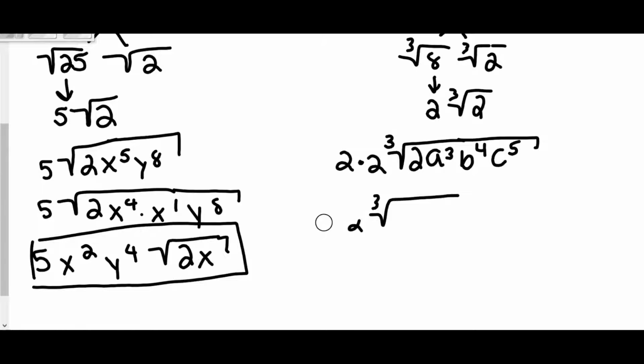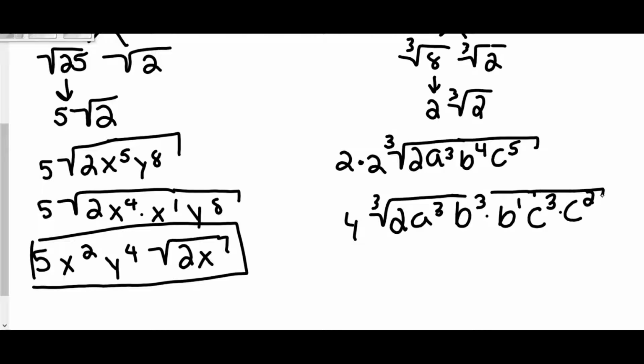So 2 times 2 is just 4. So 4 cubed root of 2. A cubed is already a multiple of 3. B to the 4th, I can split it up to be b to the 3rd times b to the 1st. And c to the 5th, I can split it up to be c cubed times c squared. A cubed, you just divide the exponent by the index. Since it's a multiple of 3, 3 divided by 3 gives me 4a. B cubed, 3 divided by 3, b, and c comes out. And what stays under the radical is 2bc squared.